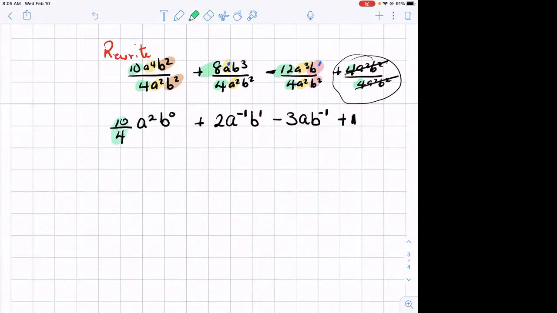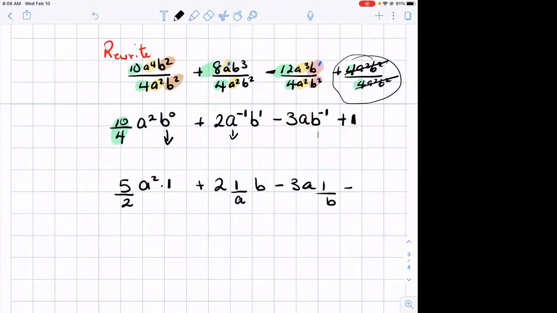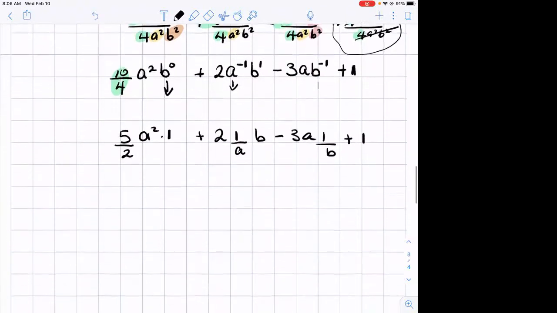This can be simplified. 10 over 4, you can divide top and bottom by 2, so we end up with 5 halves. A squared, b to the 0 is the same as 1, so we don't have to write it, 1, plus 2. Now we have a to the minus 1. Remember, a to the minus 1 means 1 over a. And b minus 3a, b to the minus 1 means 1 over b plus the 1.